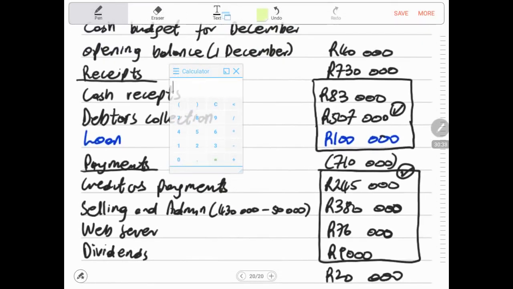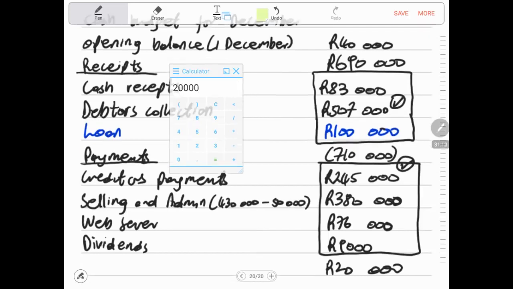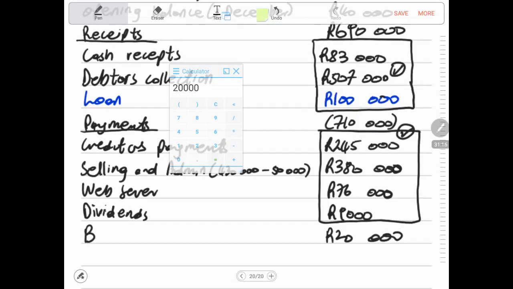So now the cash, let me confirm, 83,000 rands plus 507,000 plus 100,000, which is 690. Yes, I just have done something wrong here. So we have 690,000 rands. This is what this will be. 690,000 plus 40,000 is 730,000 rands minus 710,000 rands. I just calculated things honestly different. I was wondering what am I doing wrong. So my balance at 31st of December will end up being 20,000 rands.